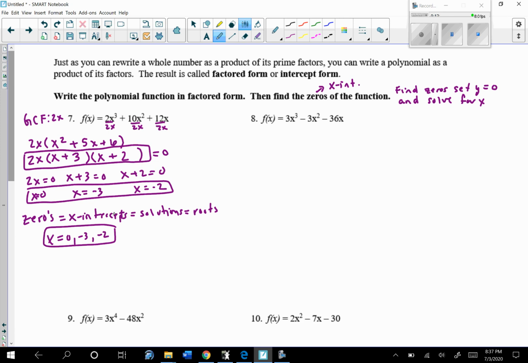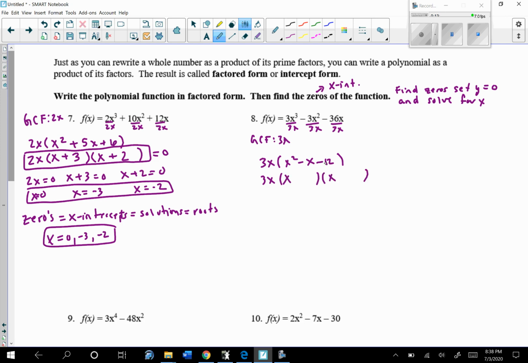For the next part, we have 3x cubed minus 3x squared minus 36x. So again, find the GCF if it has one. So 3, 3, and 36 means that 3 can go into all of them, and also we have an x that's in common. So if I factor out the 3x from each term, we get 3x times x squared minus x minus 12. So we want factors of -12 that add up to -1.